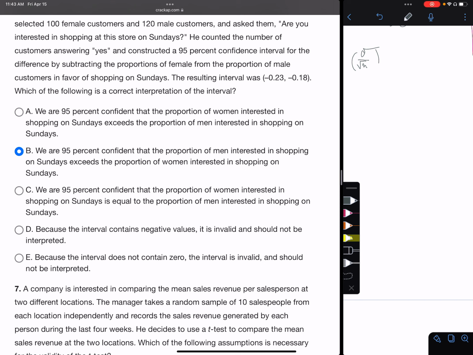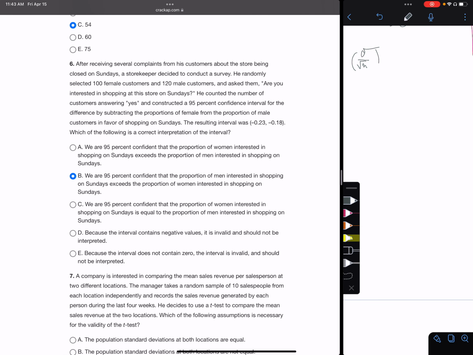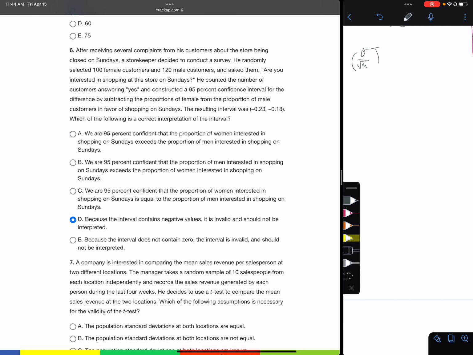95% confident that the proportion of women interested in shopping on Sundays exceeds the proportion of men. It's either women or men, it's just more. But the resulting interval was this. Wait, no, is that a thing? Because the interval does not contain zero, the interval is invalid and should not be interpreted. I think that's it.